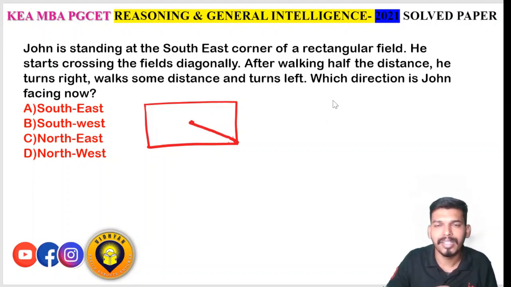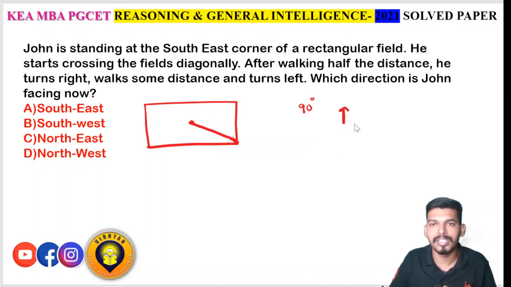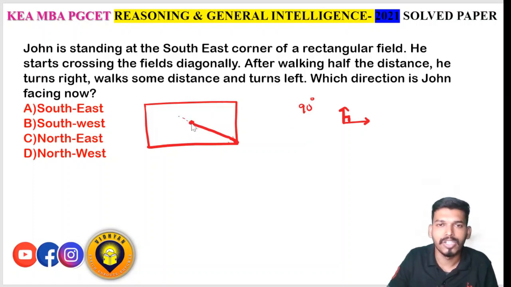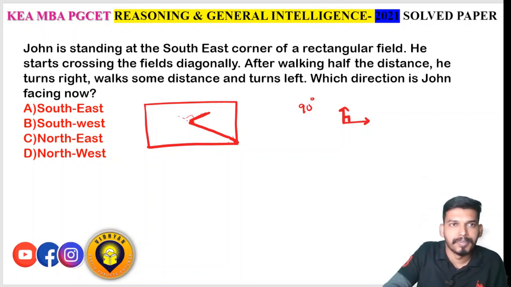He turns right. That means he has to turn 90 degrees. Just imagine yourself turning towards the right. You were facing in this direction, and turning towards the right you will be facing this direction. That means the angle turned is 90 degrees. So the angle of turning should be 90 degrees. Then he starts moving in this direction.